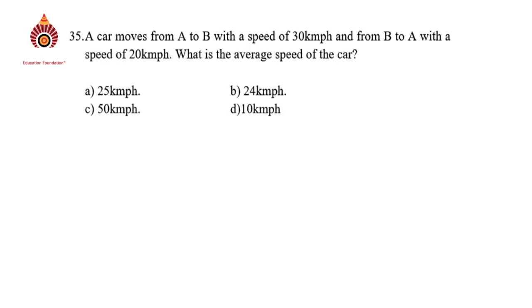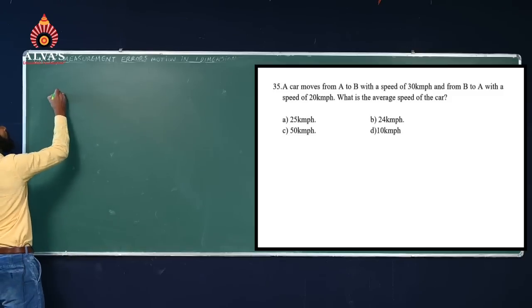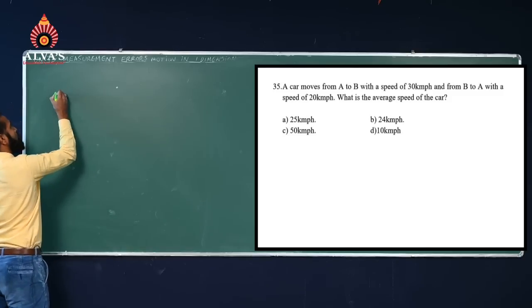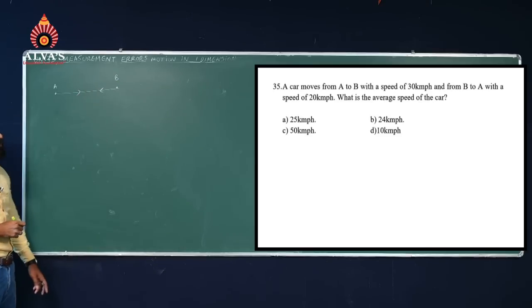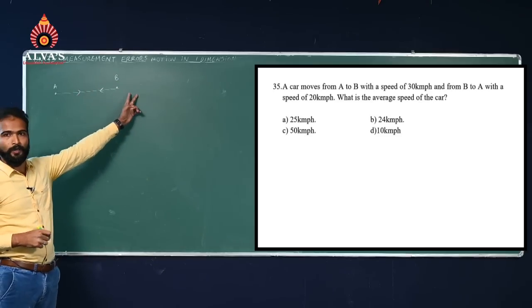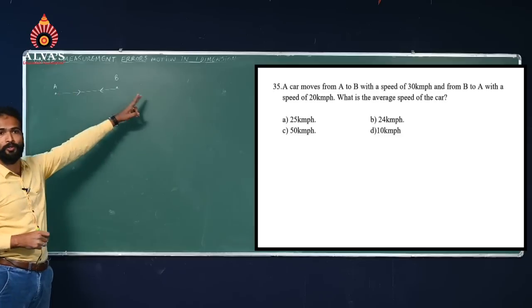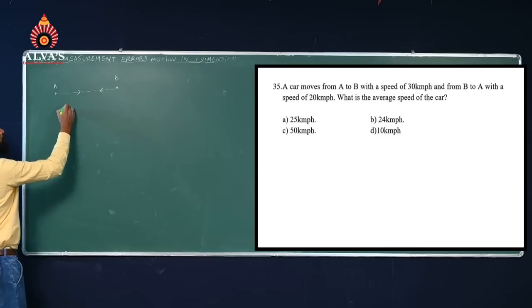Question 35. A car moves from A to B with a speed of 30 km per hour and from B to A with a speed of 20 km per hour. What is the average speed of the car? So if you look at the problem, the distance travelled from A to B is same as the distance travelled from B to A. So the motion has 2 parts, but the distance in both the parts is same. So we'll use a direct shortcut formula.